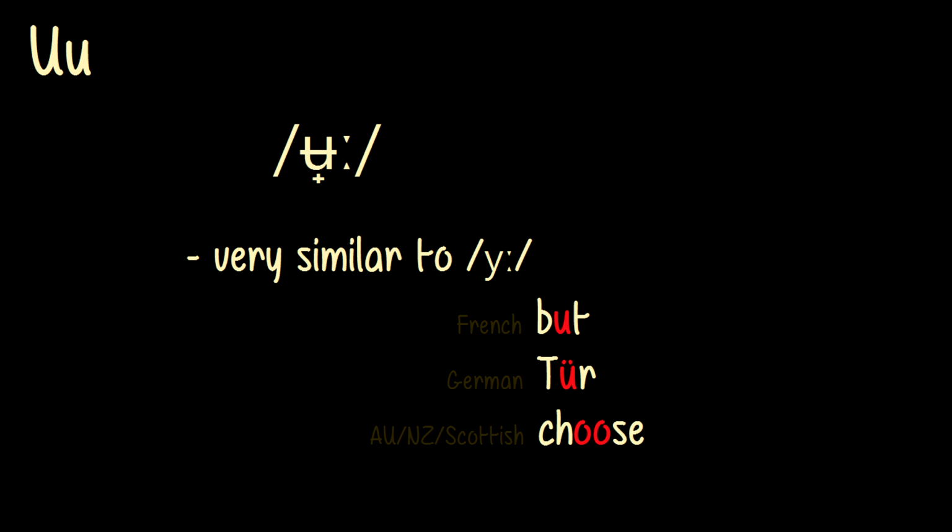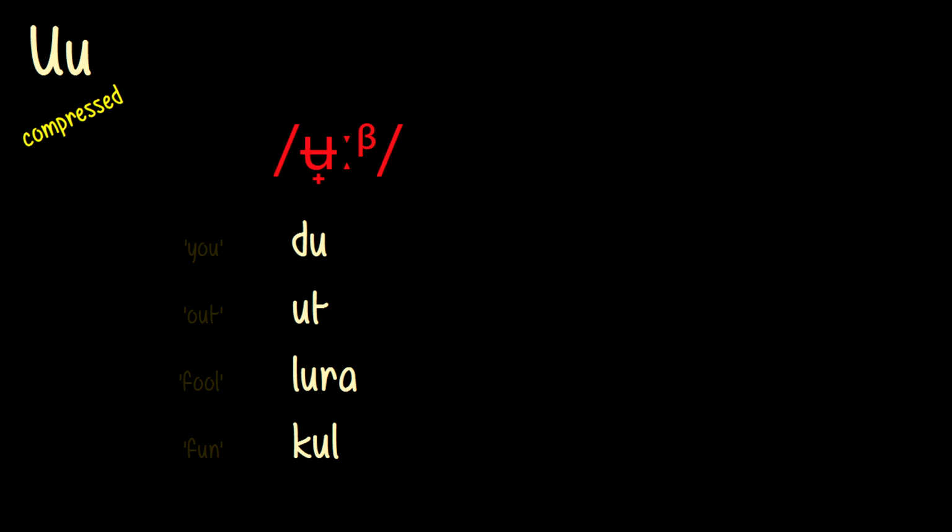The main characteristic of this sound, and what sets it apart from long Y, is that it's pronounced with compressed lip rounding, that is, with pursed lips. Like long I and Y, it also ends with a consonantal sound, in this case a w. Because this w is compressed, we'll write it like this. And like with I and Y, this w is always present, which means that every time you say a long u, you have to end it with this closing w. U, du, ut, lura, kul. Short U is pronounced U.